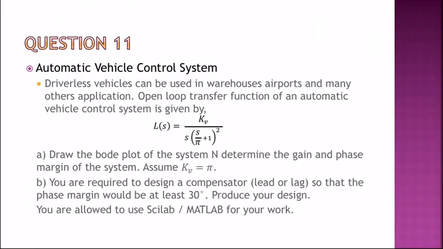Hello, so I'm going to explain about result and discussion. We got question number 11, which is driverless vehicle and open loop transfer function, and our system is given by L(s) = Kv / (s/pi + 1)^2. To complete the question, we need to do two tasks: first, draw the Bode plot of the system, and secondly, design a compensator for the system using lead or lag.